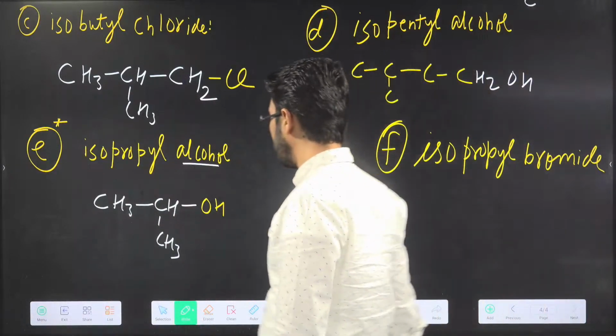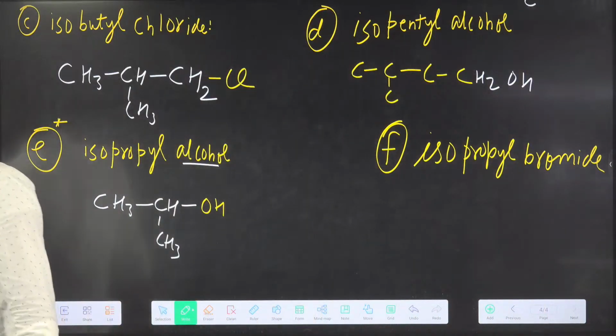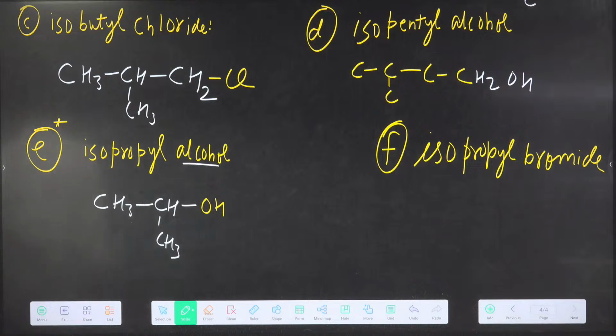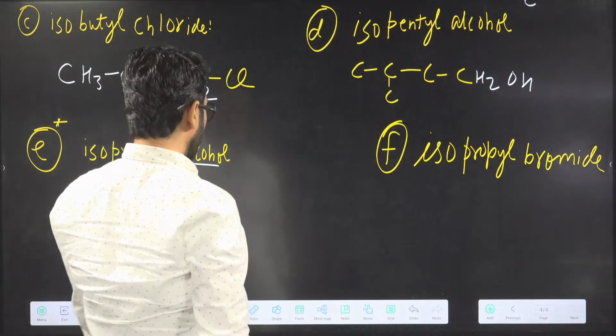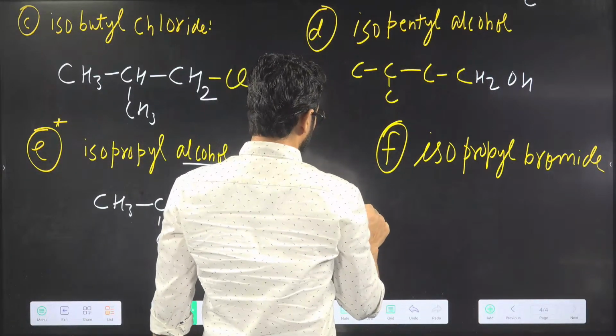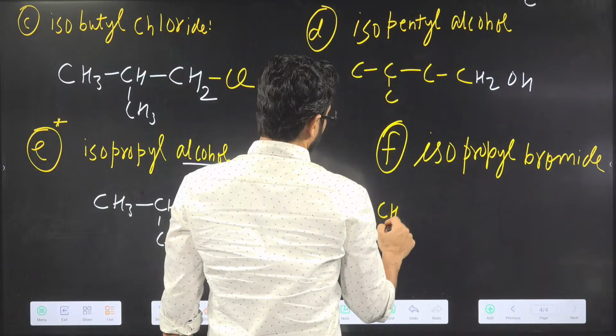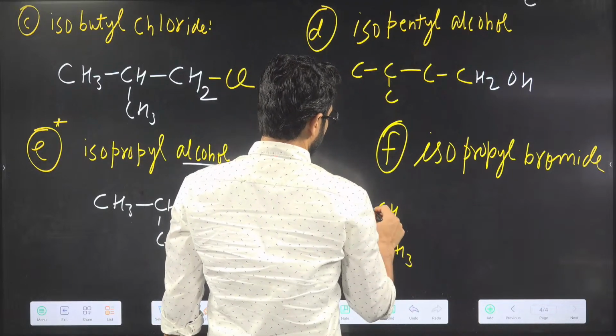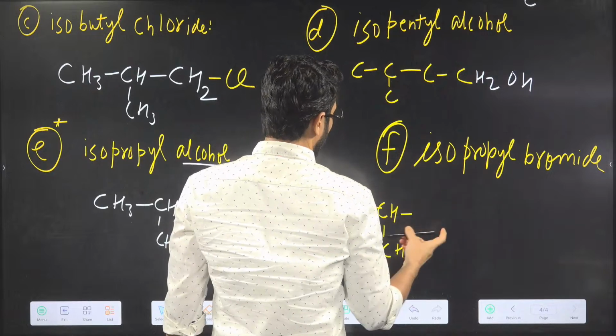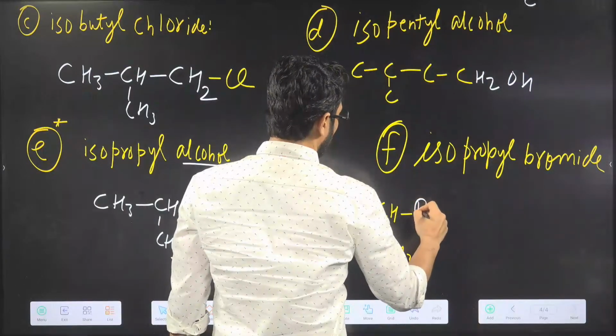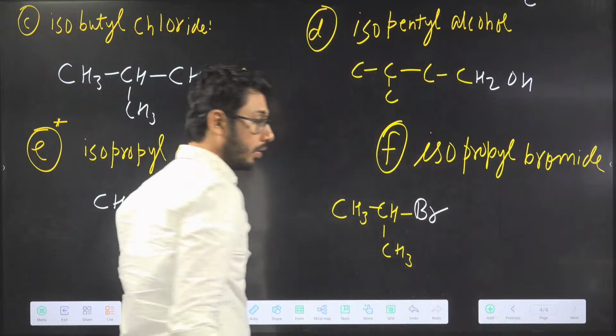Try the next one also, isopropyl bromide. For isopropyl bromide, I'll write the CH3, CH, CH3 arrangement, and then prop is completed. Br will be bonded to the secondary carbon only.